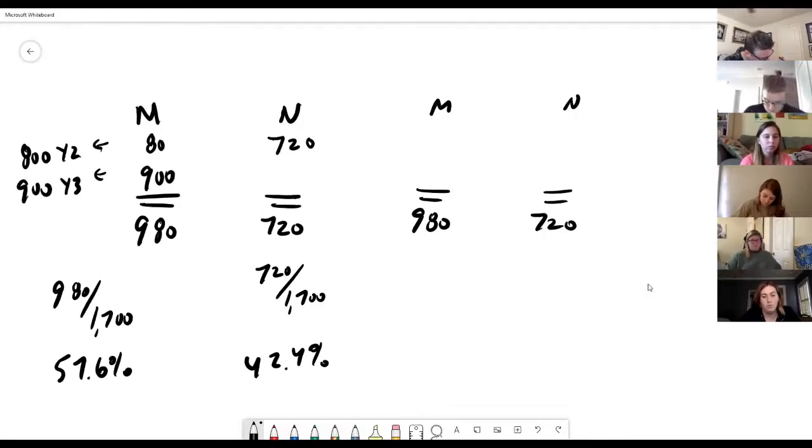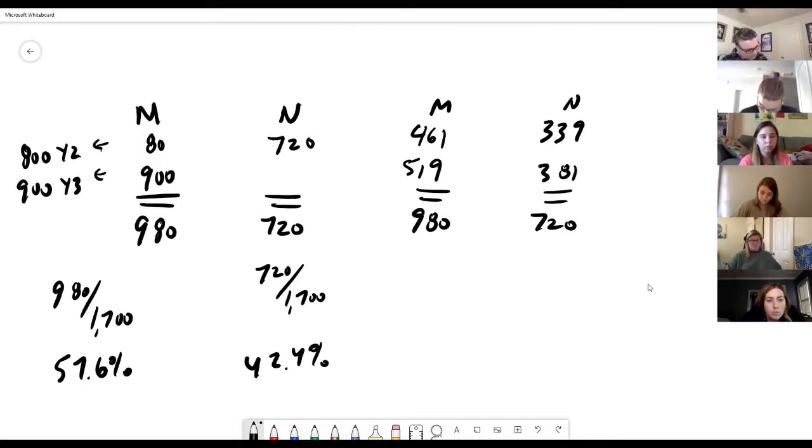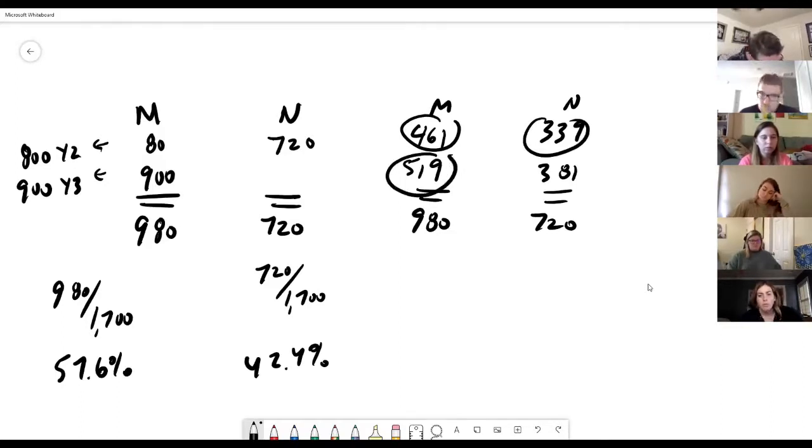But M is going to get 57.6% of 800 for year 1, which is 461. And N is going to get 42.4% of 800, which is 339. M is going to get 57.6% of 900, which is 519. And N is going to get 42.4% of 900, which is 381. So year 1 income is going to get allocated 461 and 339. Year 2 income is going to be allocated 519 and 381.